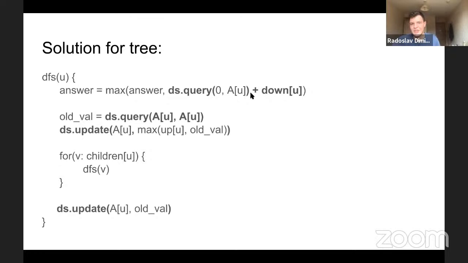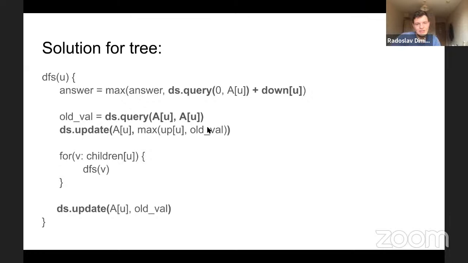So in a way, it will be the largest value plus the down of the current vertex. So yeah, that's a candidate for the answer. After that, what we are going to do is see what was the previous value at the position of au. So old val will be the previous up value for the leaf at au. I have just done it as a query from au to au.